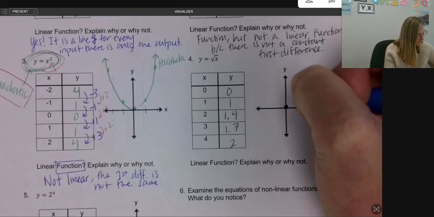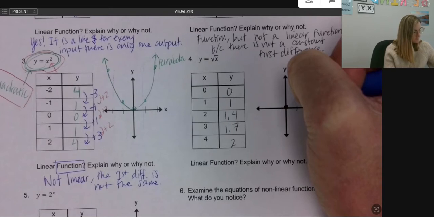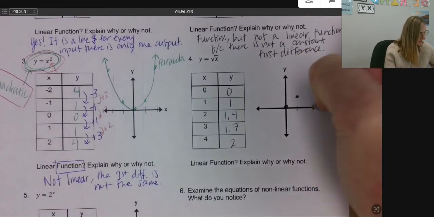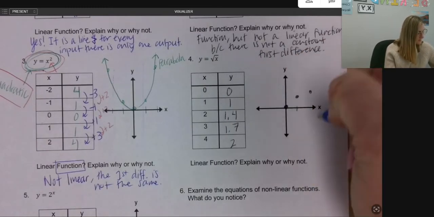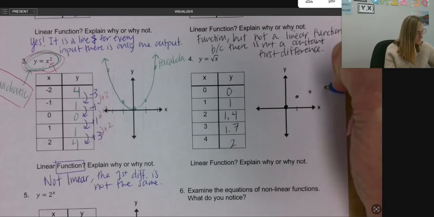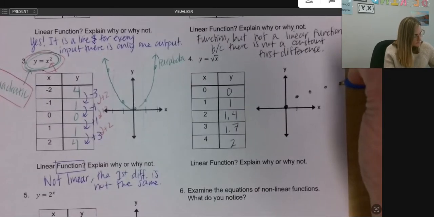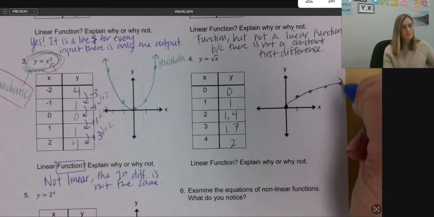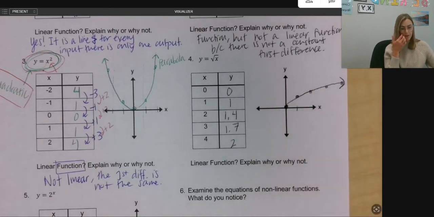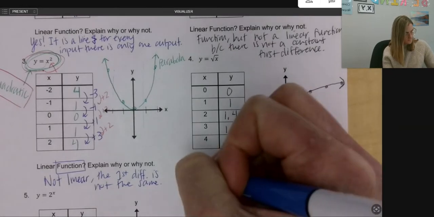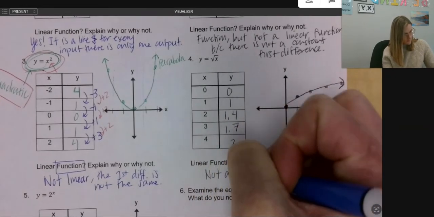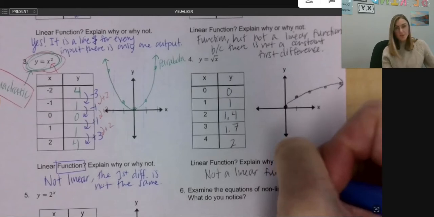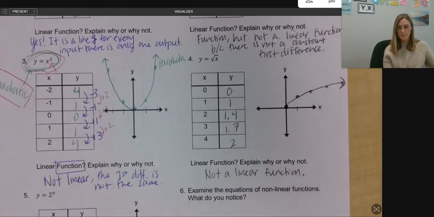Square root of 1 is 1. Square root of 2 is 1.4. Square root of 3 is 1.7. Square root of 4 is 2. So you can see we have a graph that looks kind of like this. Okay, that's a square root graph. And this obviously does not form a straight line, so this is not a linear function. We can say this is still a function, but it's not linear.